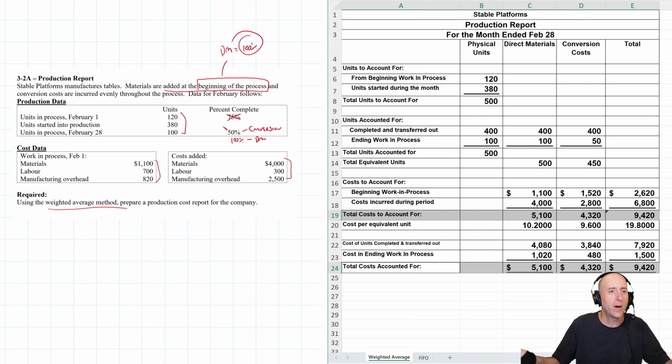All right, we've come to the end of 3.2a. As always, thanks for being here. Thanks for watching. I always used to think this was very, very difficult when I was a student. Now I'm a professor. I just don't see it that way. I think this is one of the more straightforward topics in our intro management accounting class.